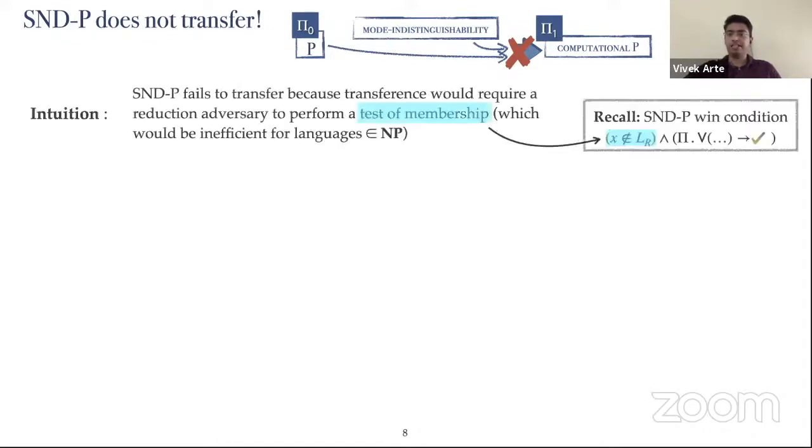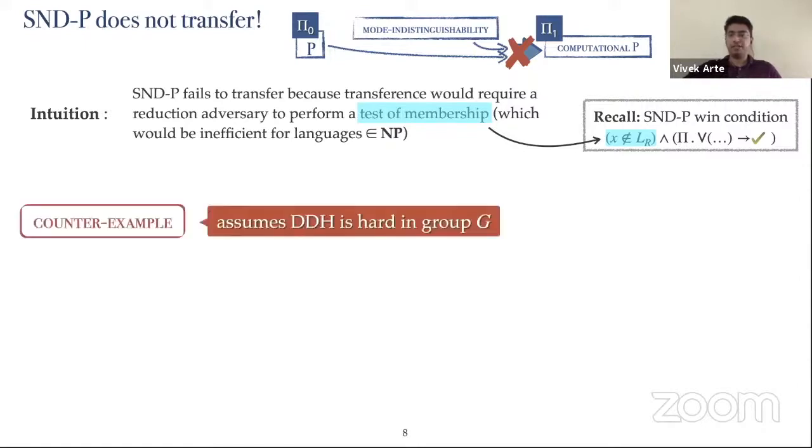The intuition here is that this property fails to transfer because transference requires a reduction adversary to test for membership in the language. As we have mentioned, the languages of interest are in NP, which means that membership tests would be inefficient. We show that there exists a dual mode proof system and a relation such that the proof system is mode indistinguishable. One induced mode is SND-P, but the other induced mode is not SND-P.